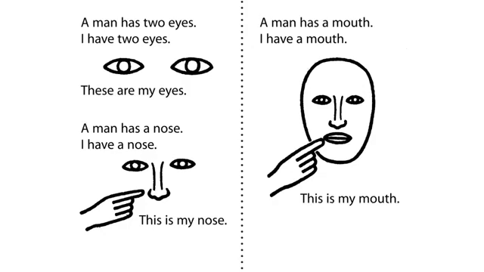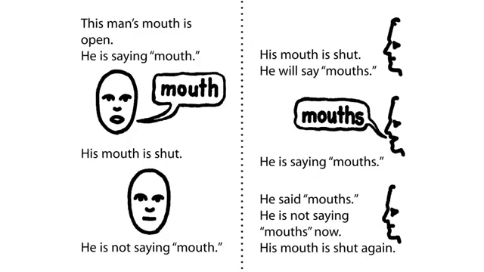A man has 2 eyes. I have 2 eyes. These are my eyes. A man has a nose. I have a nose. This is my nose. A man has a mouth. I have a mouth. This is my mouth.